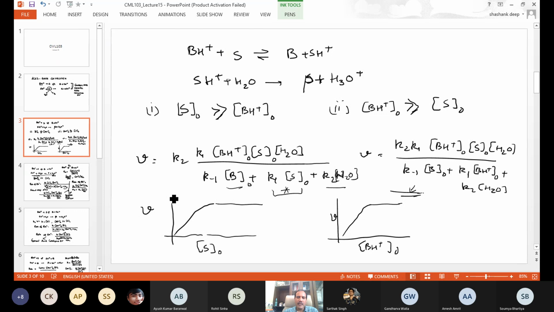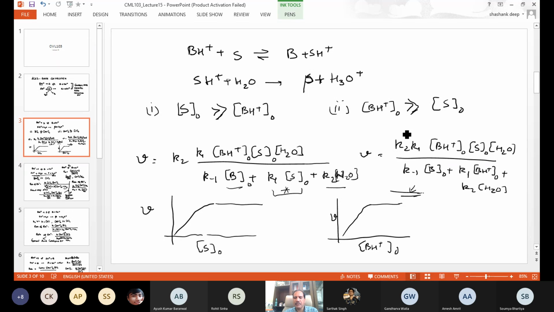Then think about this. If S naught is small, we can neglect this, and we can neglect this. So the rate will be first order with respect to S naught. When K1 S naught is quite greater, we can neglect these two terms, and then it is zero order with respect to S naught. So that's what it is showing. V versus S naught will be like this.